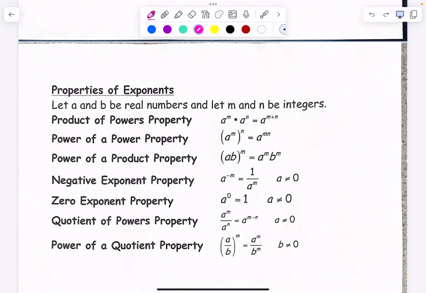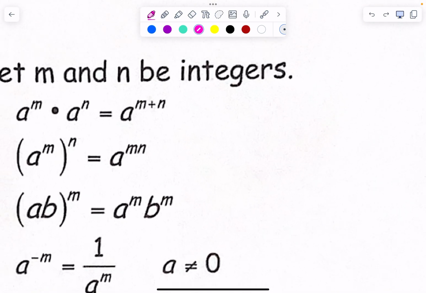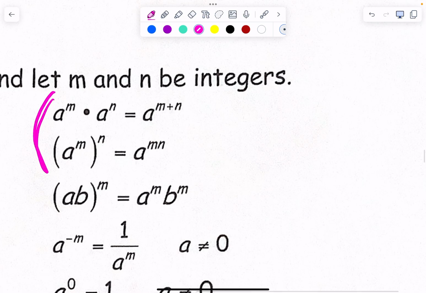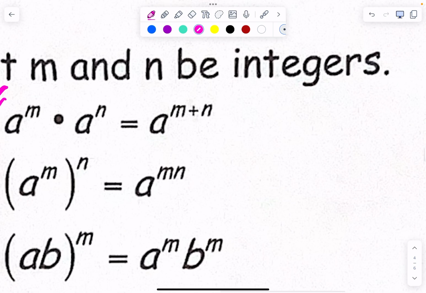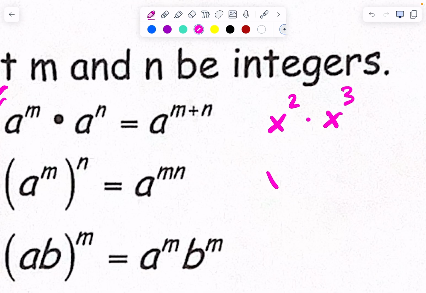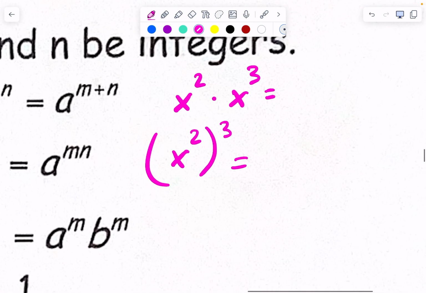So the product of powers property. There is a difference between the product of powers and the power of powers property, and this is what you will see a lot of times in standardized testing, like the MAPS test or the ACT. They want to test whether you know the difference between x squared times x cubed or x squared to the third power. Which one is which, or is there a difference? X to the 5. The top one is x to the 5, and the bottom one is x to the 6.